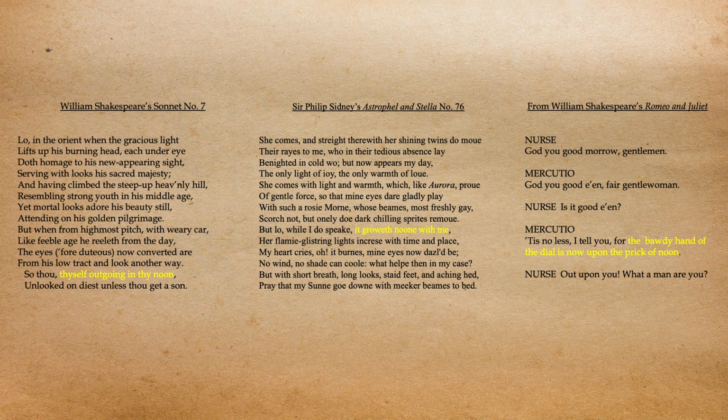Here we see 3 examples. Sonnet number 7, there on the left, Sonnet 76 from Sir Philip Sidney's great 16th century sonnet sequence, Astrophel and Stella, in the middle, and Romeo and Juliet there on the right, taken from Act 2, Scene 4 of that play. Pardon the somewhat puerile nature of this part of the lecture, but these noonish lines are just great. Look at the Sidney. Wow.